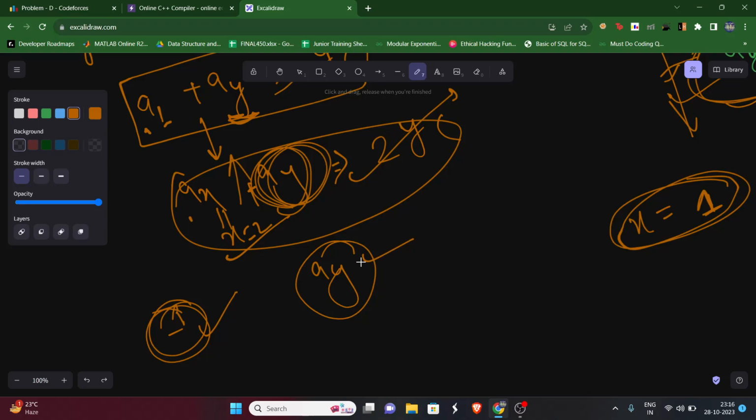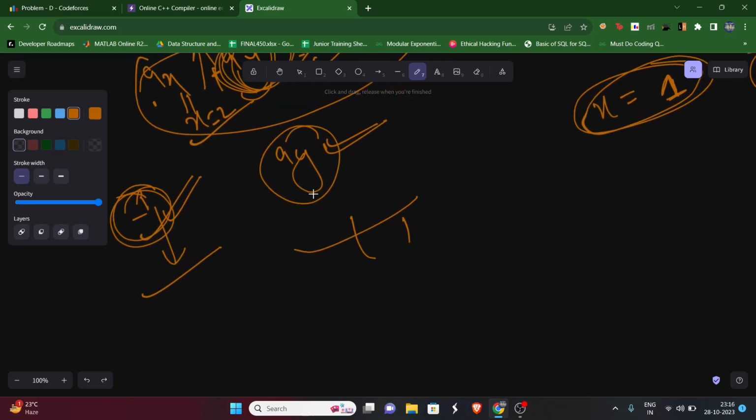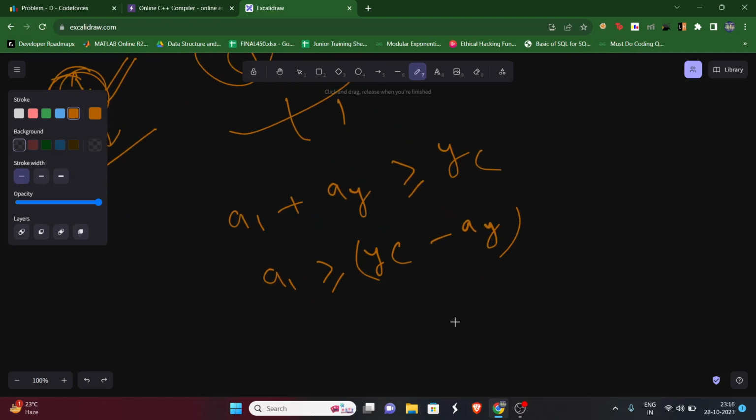So what we'll do, we'll pick the maximum one and combine with 1, then we'll pick whatever the rest we have, the maximum ay, and combine it with 1. Now if you see the equation, what we have is something like this: ay should be greater than yc minus a of y.